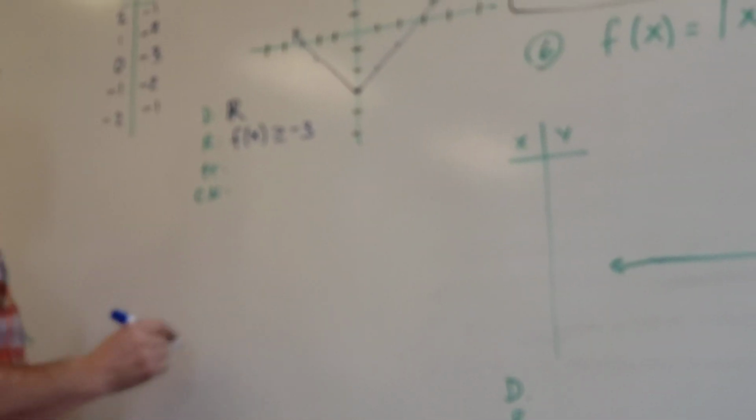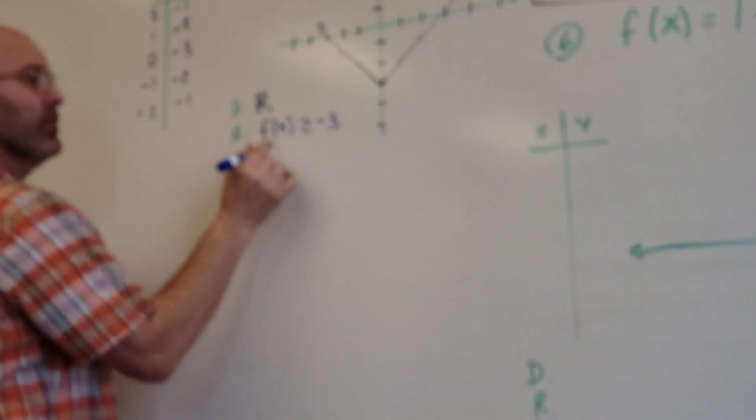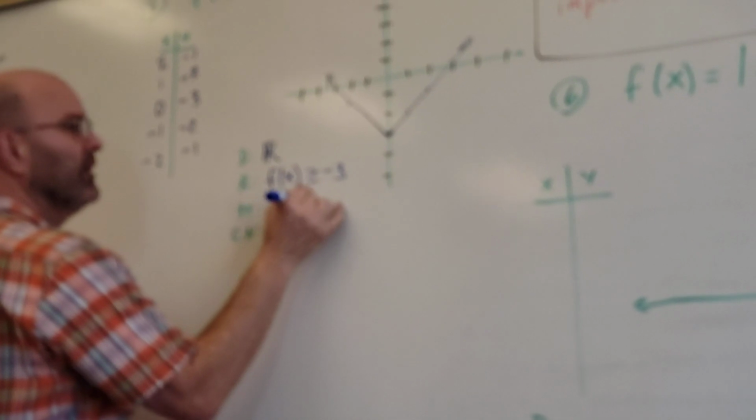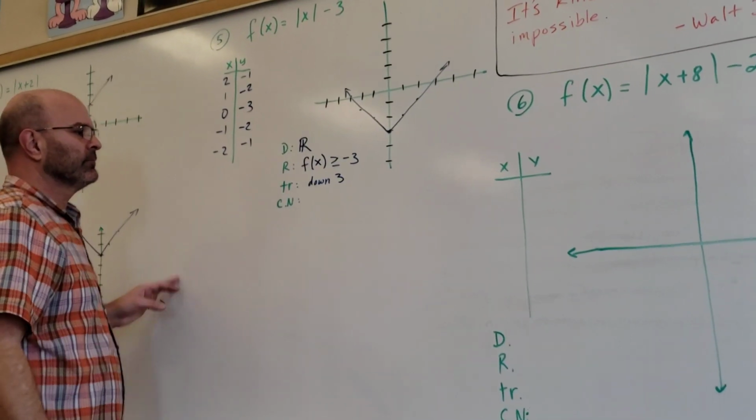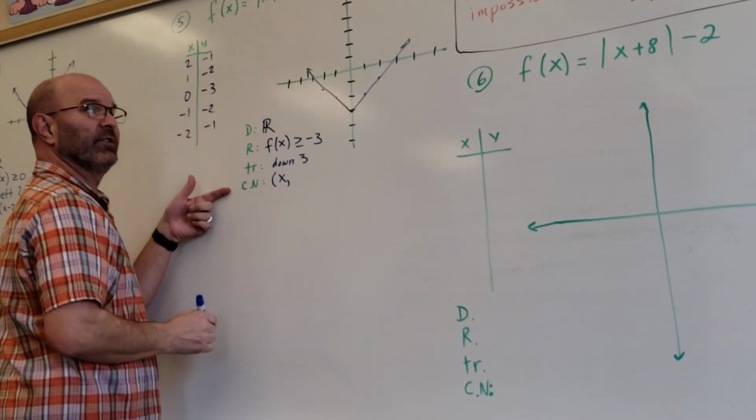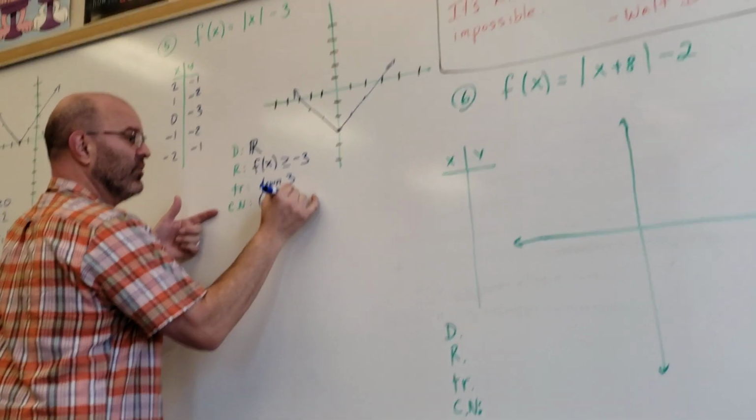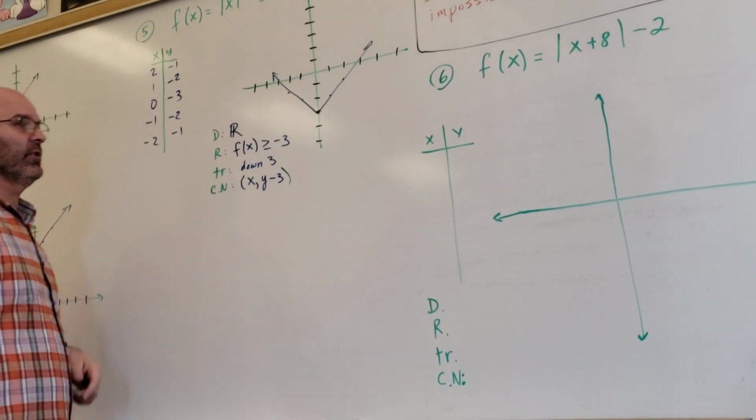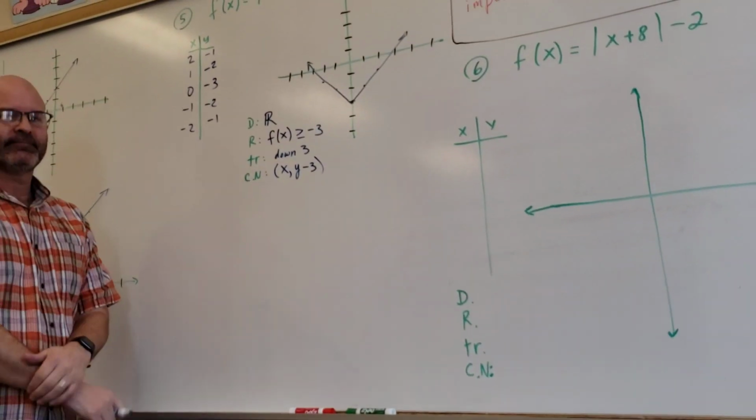The translation in words, this is where you're giving words, all I'm writing is down 3. And for the coordinate notation, the x values haven't changed, but the y values sure have. The y values have been moved down 3, so there is the coordinate notation.